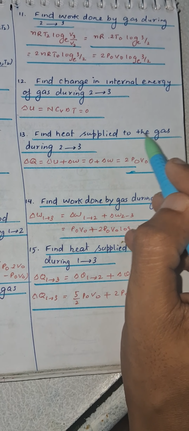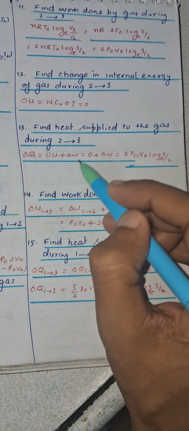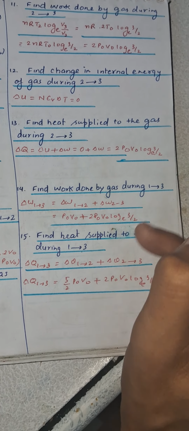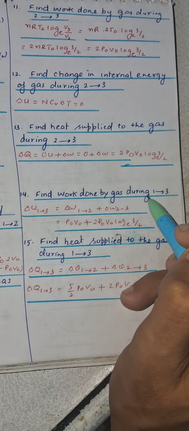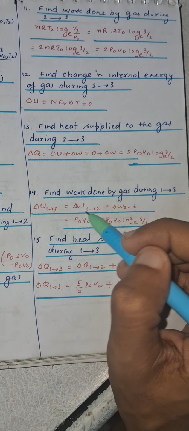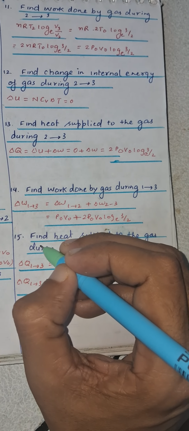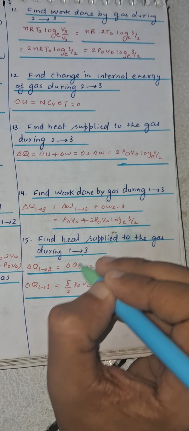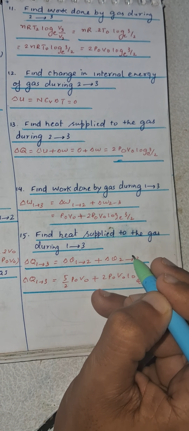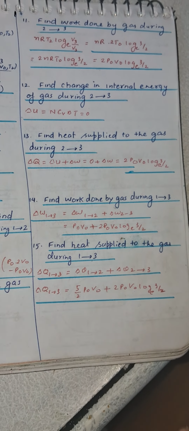Then find the heat supplied to the gas during 2 to 3. Using the equation delta Q is delta U plus delta W, delta U is 0 over here, and delta W will be written like this. So delta Q will be twice P naught V naught log 3 by 2 to the base e. Next question: find the work done by the gas during 1 to 3. During 1 to 3 the work done will be the sum of work done from 1 to 2 plus 2 to 3. So we have this expression for the work done during 1 to 3. Next is find the heat supplied to the gas during 1 to 3. Using the same approach, delta Q 1 to 3 will be delta Q from 1 to 2 plus delta Q from 2 to 3. Substituting the values we have this expression as the heat supplied to the gas during the process 1 to 3.